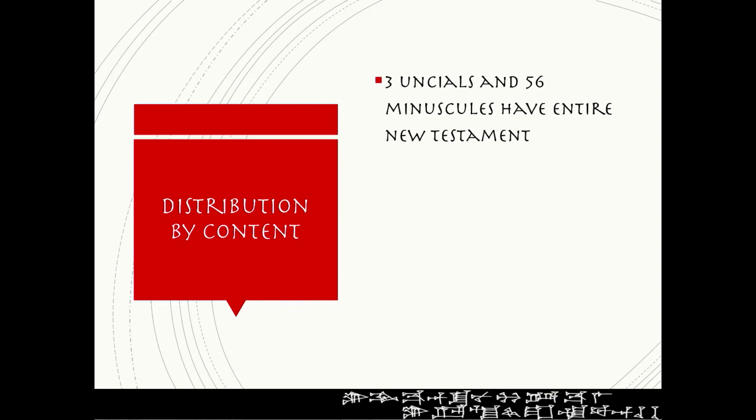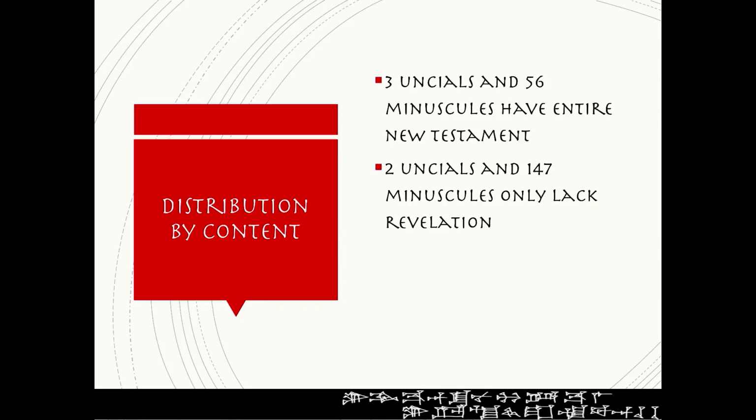Now, when we think about their distribution by content, we have 3 uncials and 56 minuscules that contain the entirety of the New Testament text. 2 of the uncials and 147 minuscules have everything except the book of Revelation, which, given its transmissional history and its acceptance into the canon, is not terribly surprising.